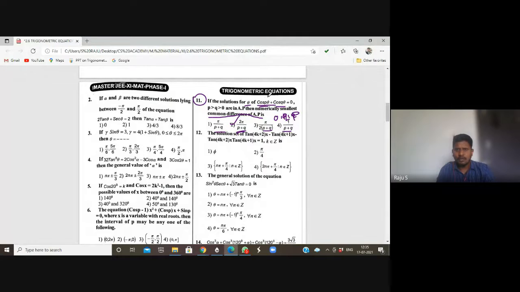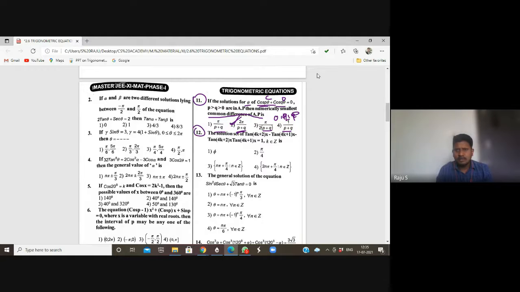So what I have done: I applied the cos C plus cos D formula, equated it to 0, and taken the general solution for cos theta equal to 0. I substituted n is equal to 0, 1, 2, 3, and took the difference A2 minus A1, the common difference. So we got the second option.